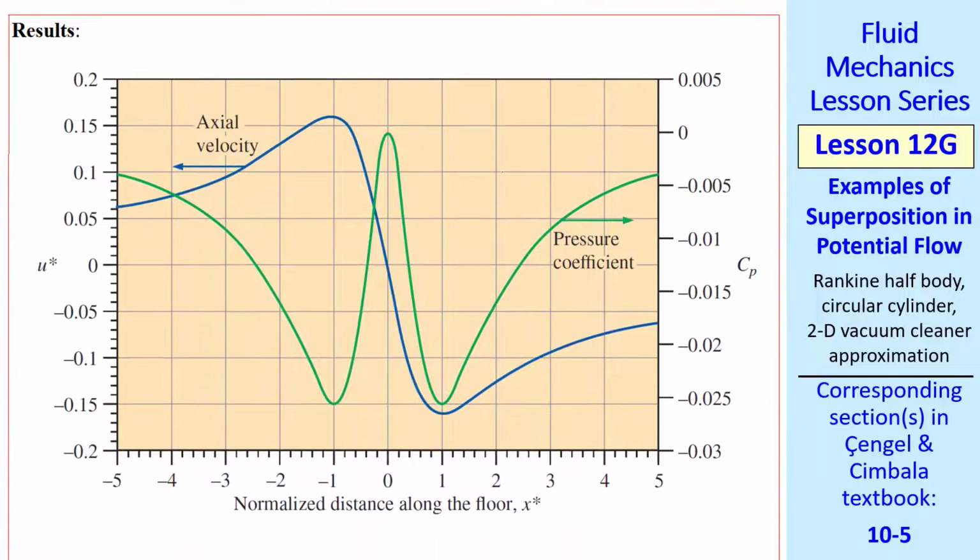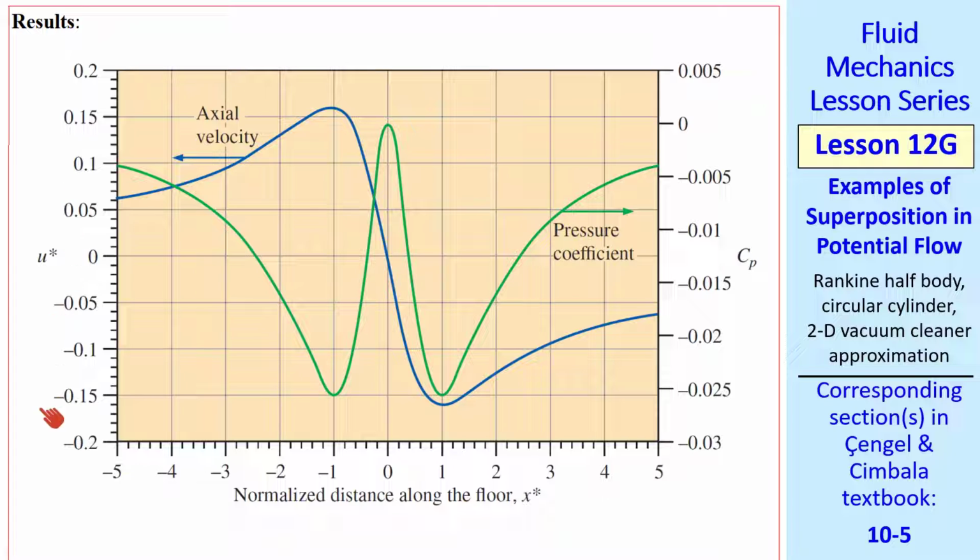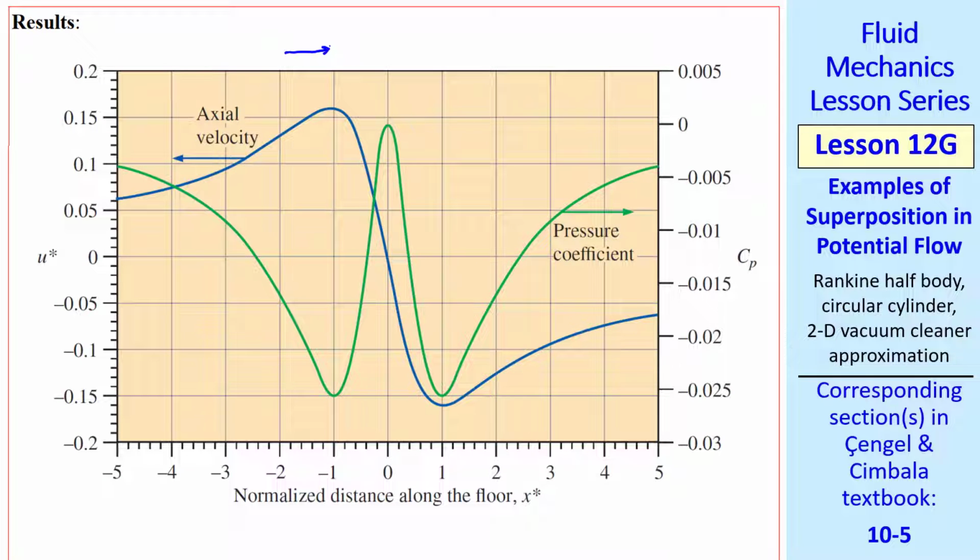Here are the results. The blue curve and the left scale is a non-dimensional speed along the wall, and the green curve is the pressure coefficient with this scale. Cp is defined the same as we defined for the previous problem. Again, the pressure coefficient is symmetric about the y-axis. The axial velocity along the wall is positive up to x equals 0, since the flow is moving to the right, and it's negative for positive x, since the flow is moving to the left.